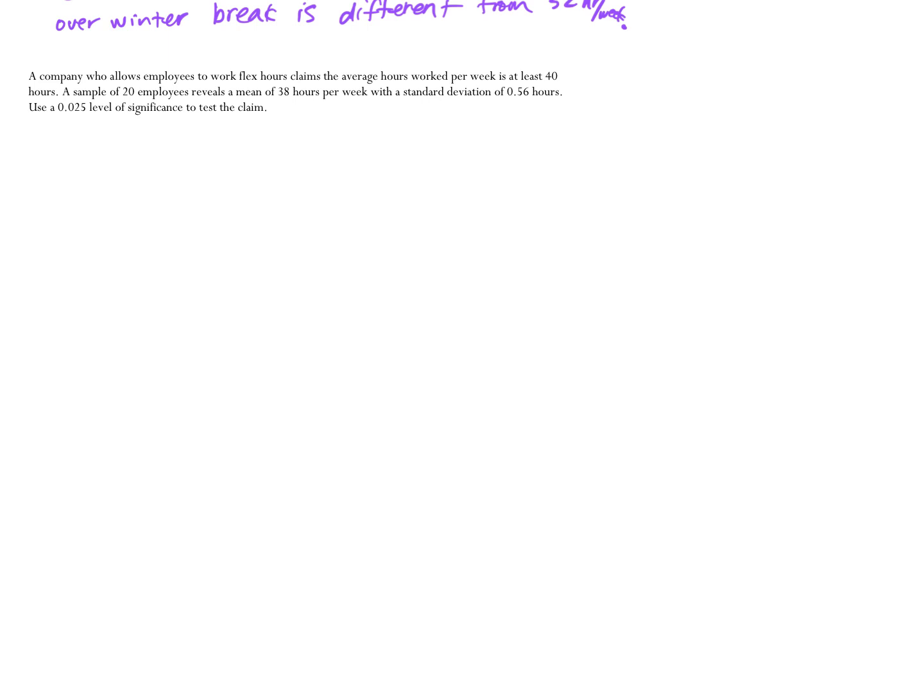So this one we are going to do the rejection region idea, the traditional method. A company who allows employees to work flex hours claims that the average hours worked is at least 40. In a sample of 20 employees, the mean time worked was 38 hours with a standard deviation of 0.56. Does that say population standard deviation? No, and in fact, it's in the exact same sentence describing the sample, so that is an s equals 0.56. And alpha is 0.025.